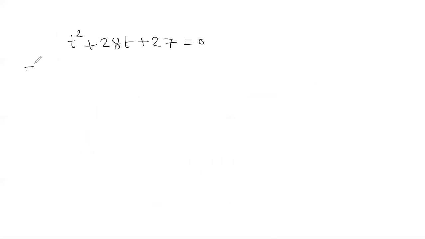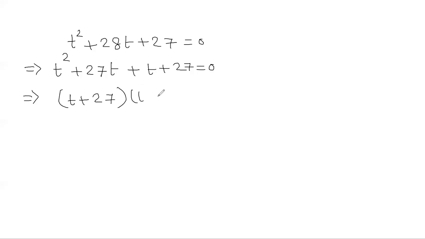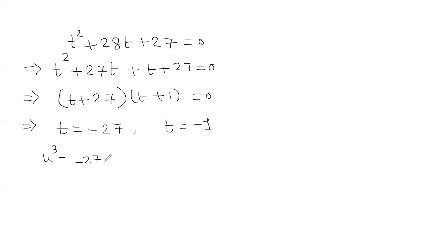So we can factorize it, right? So it is t square plus 27t plus t plus 27, that is equal to 0. Okay, so you are getting (t plus 27) into (t plus 1) equal to 0. So what are the roots you are getting over here? It is minus 27 and another one is minus 1. Now you can see, this is the equation whose roots are u cube and v cube, right? So let u cube be equal to minus 27, which can be written as (minus 3) whole cube.